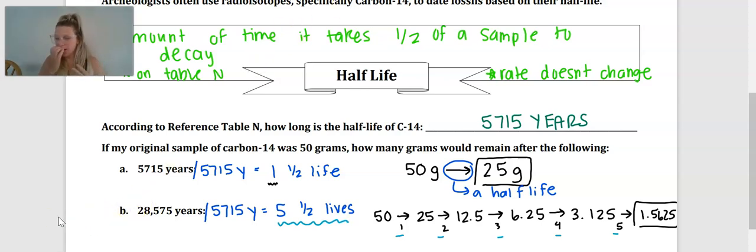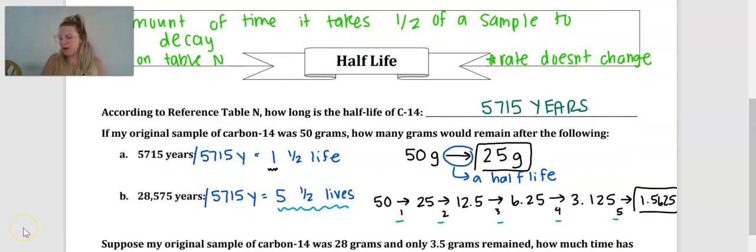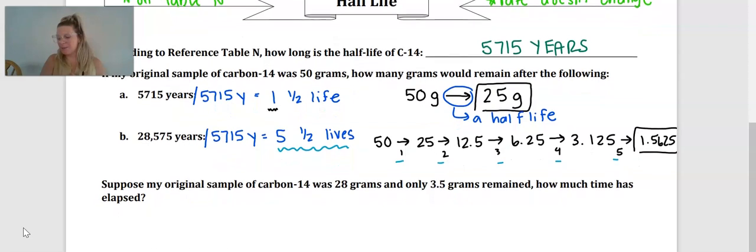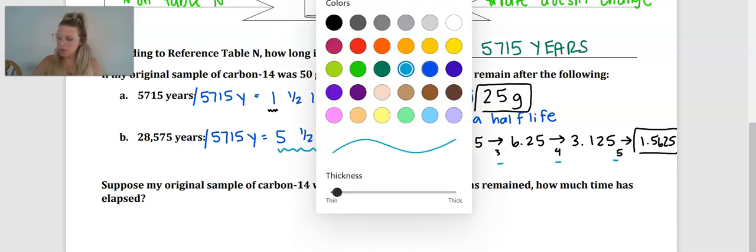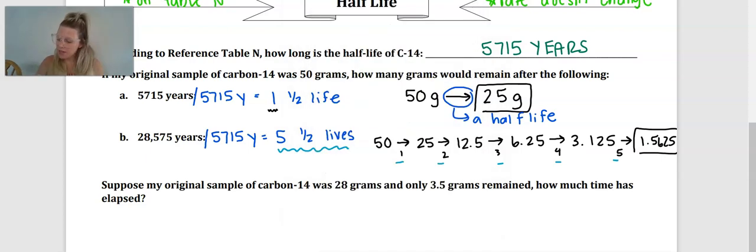All right, let's say that we had something different. This is helping us figure out how many grams there are remaining. What if instead I wanted to figure out how much time has elapsed, kind of like how the archaeologists determine the amount of time elapsed? So suppose my initial sample of carbon-14 was 28 grams, and now I have only 3.5 grams remaining. How much time has elapsed?